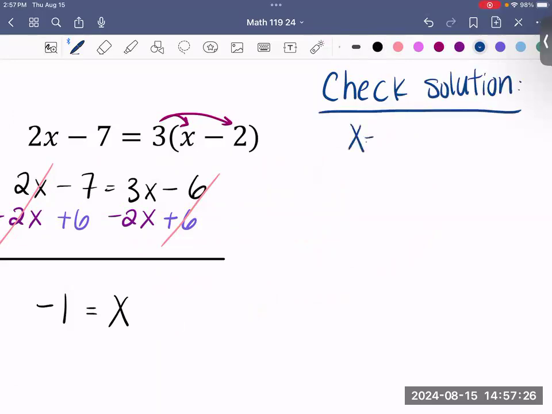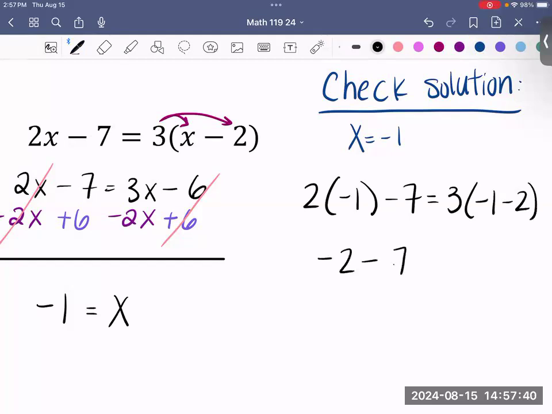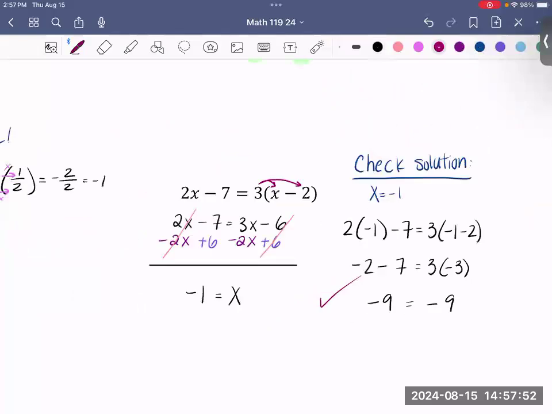So if we know that x is equal to -1, when we put it back in, we have 2 times -1 minus 7 is equal to 3 times -1 minus 2. So you get -2 minus 7, which is -9, is equal to 3 times -3, which is also equal to -9. So on any sort of test, if you come out with any sort of value for your x or for your variable, just by plugging it back in, you can determine is it correct or not.